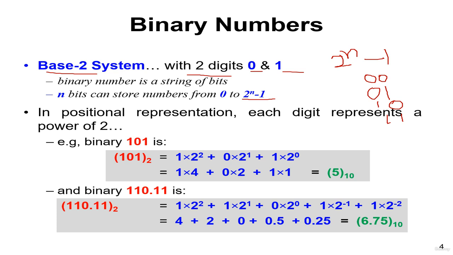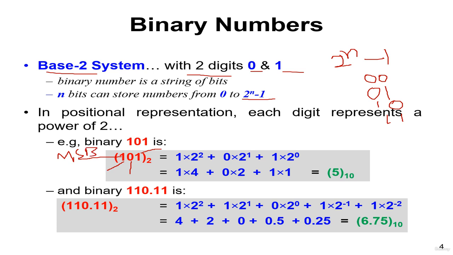Similarly, in positional representation, each digit represents a power of 2. So let's say we have the binary number 101 in the binary number system. If we take a look at this, this is a power of 2, this is another power of 2, and this is another power of 2. The one on the right is called the least significant bit, and the one on the left is called the most significant bit.